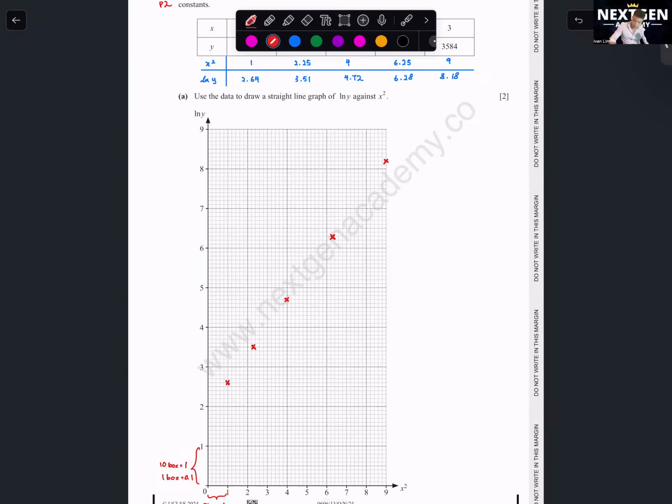Plot all these points, draw your best fit line. See whether it can pass through or not. According to mine, can. Beautiful.